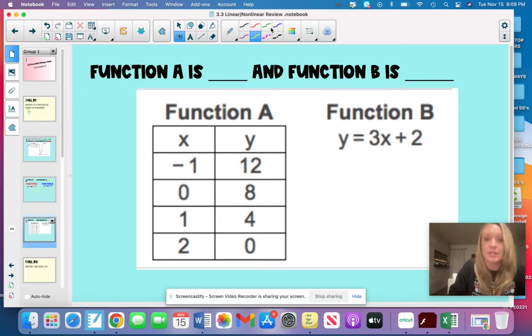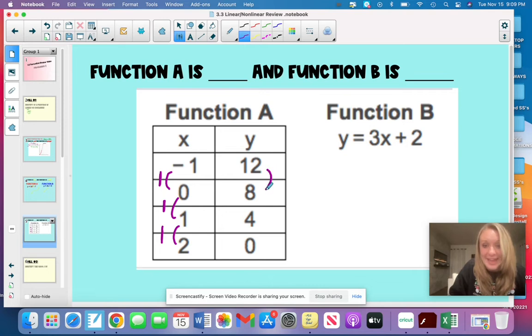Okay, so back to the tables. It seems like tables are usually the most challenging for us, so let's pay attention. So if I'm looking at my x category, I know that from -1 to 0, that's going up by 1. 0 to 1 is going up by 1. 1 to 2 is going up by 1.